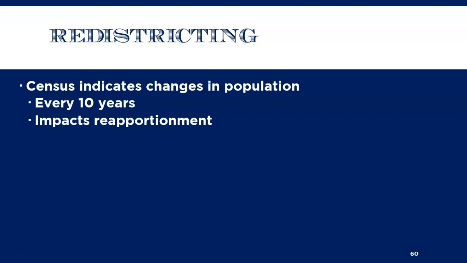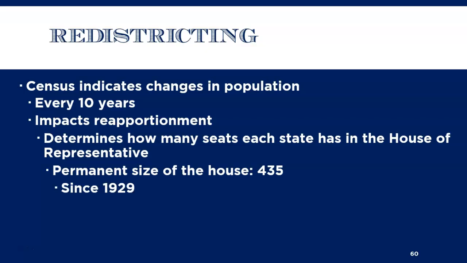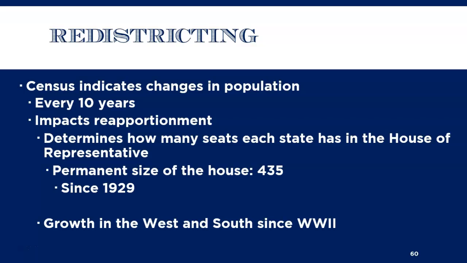Obviously, over the course of 10 years, population changes. People move. New people are born. People die. All these things allow for obviously a very, very large change in population. This determines how many seats each state has in the House of Representatives, how they divide up those 435 seats. This has been going on since 1929. And since World War II, there's been a lot of growth in the West and in the South. Okay, so states in these areas have gained more representation over that time.